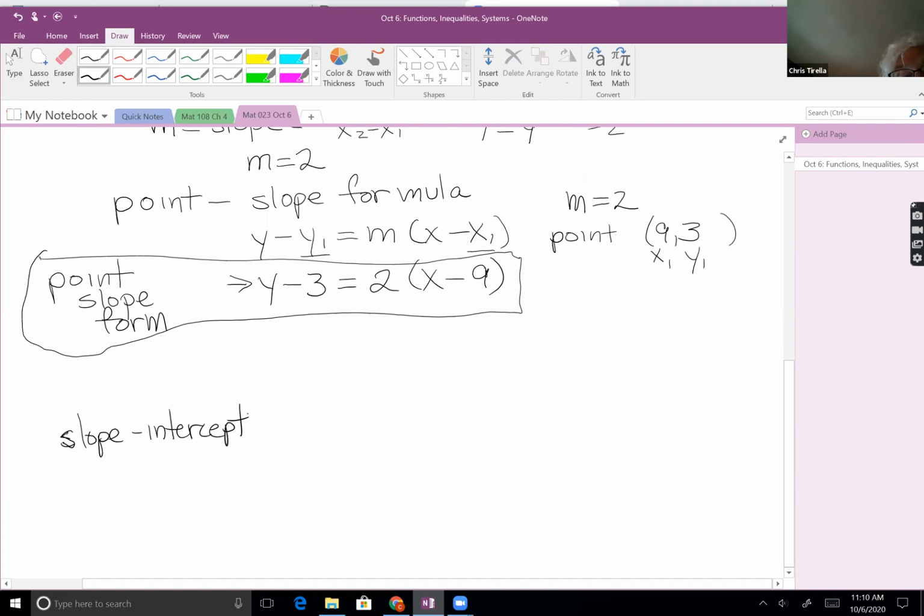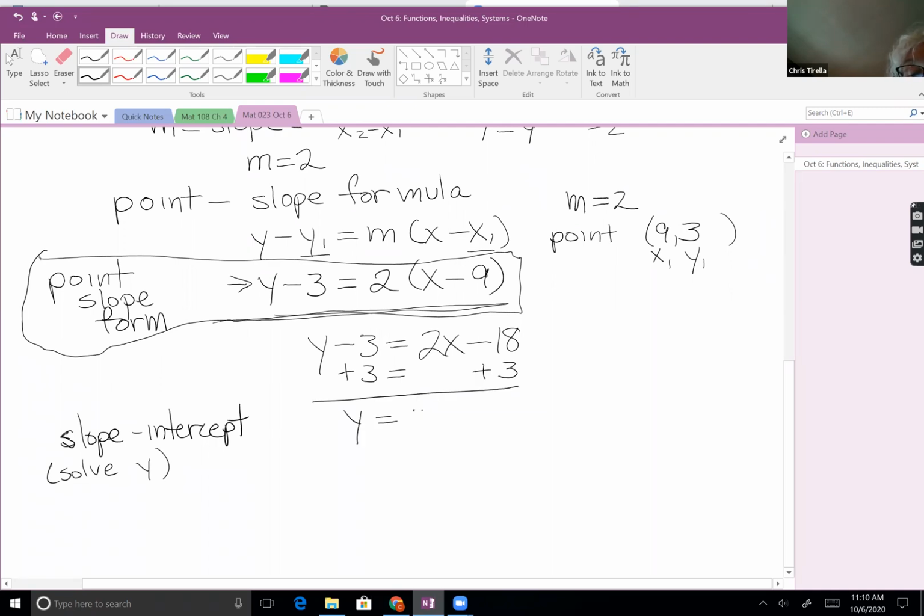I have to go through and simplify that a little bit. In order to simplify that equation, does everybody see the need to first distribute? I'd get y minus 3 is equal to 2x minus 18. And then after I distribute, I want to solve for y, because the slope intercept form is when you've got y alone. So I'll add 3 to both sides, and I'll get y equals 2x minus 15. That version where y is alone is called my slope intercept form.